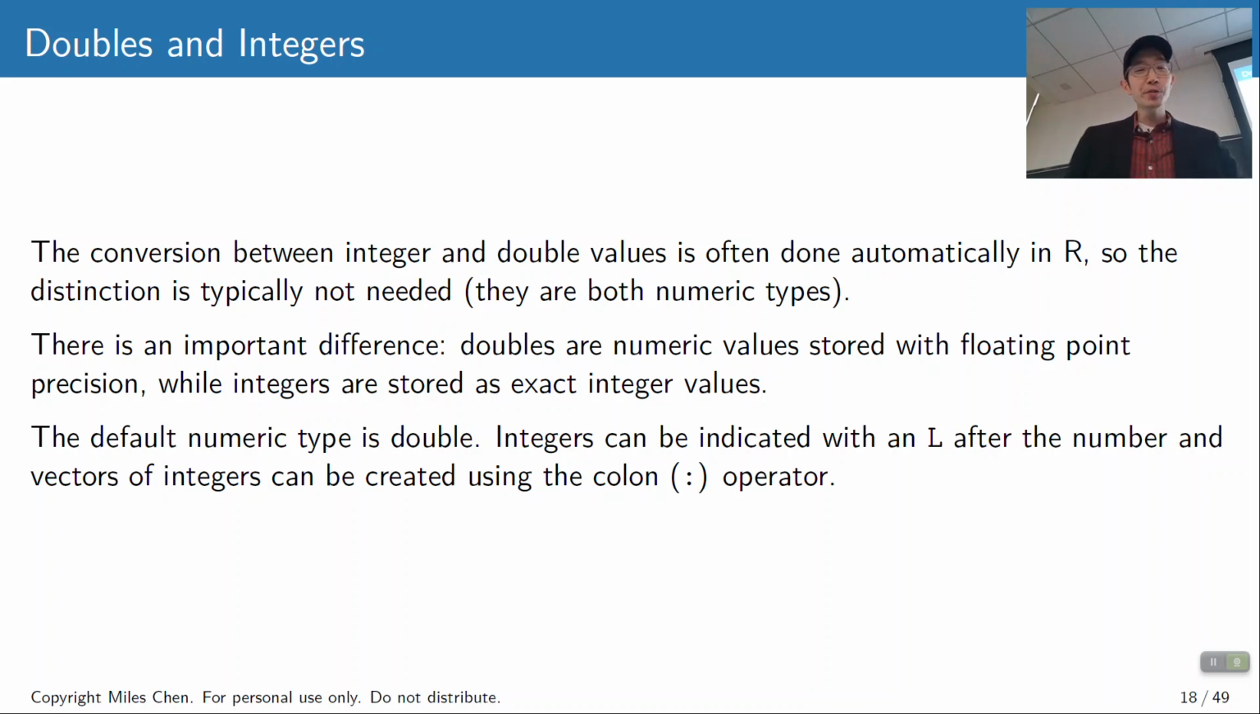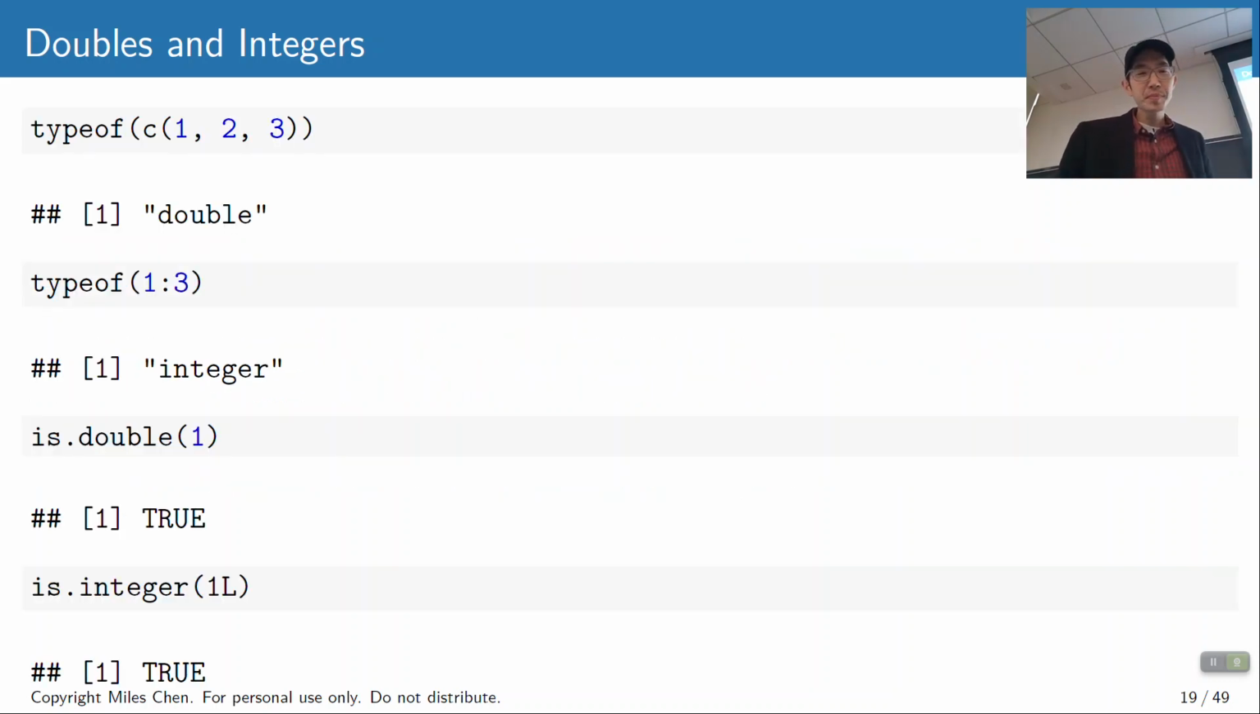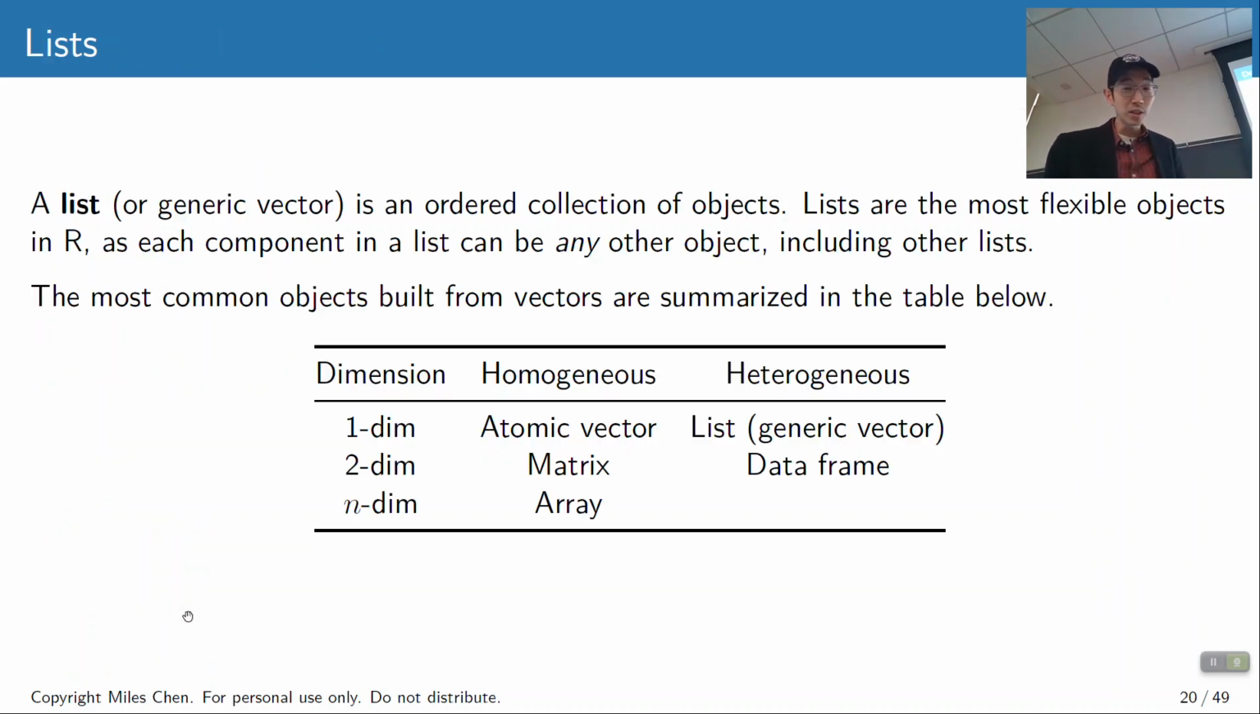Anyway, in R, if you want to have integers, you can put an L after the number. Otherwise, by default, it's going to be double. So if I create a vector using c(1, 2, 3), that's going to be type double. If you use a colon, it produces integers. The number 1, is that double? Yes. 1L, is that integer? Yes. So we have these functions that will give you TRUE or FALSE, telling you what type it is.